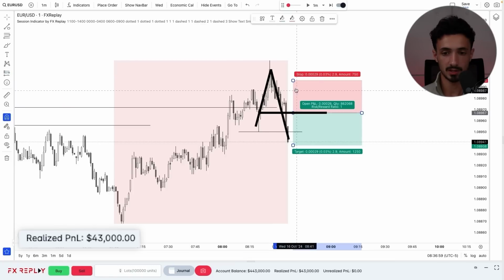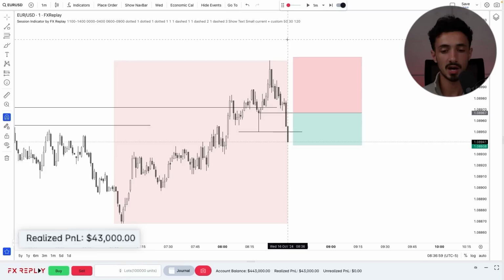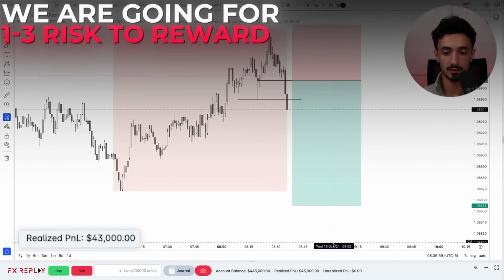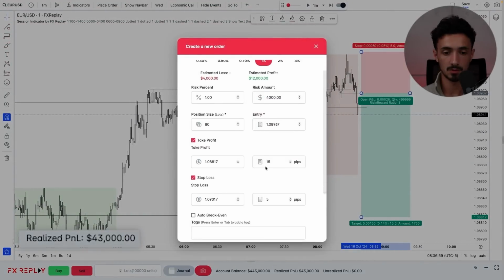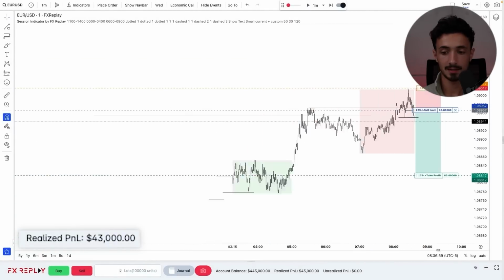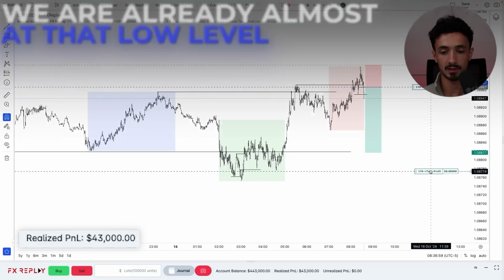We can put our entry on here. We can put our stop loss on the high. We'll give it 5. Don't need to go much higher because it's already a relatively large area. And we just go in for 1 to 3 risk to reward, right? In from here. Place order, sell limit. We want to go in here. And again, we can take off some of our partial profits at the low, but we're already almost at that low level.